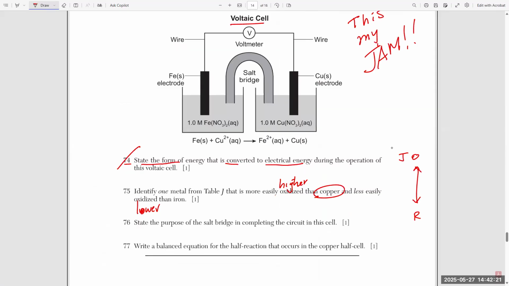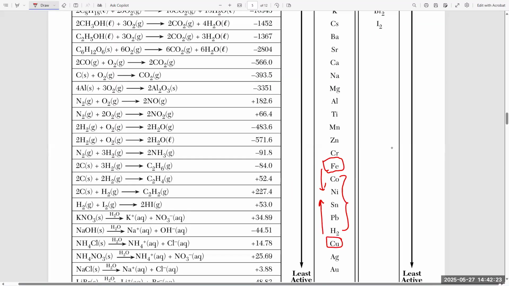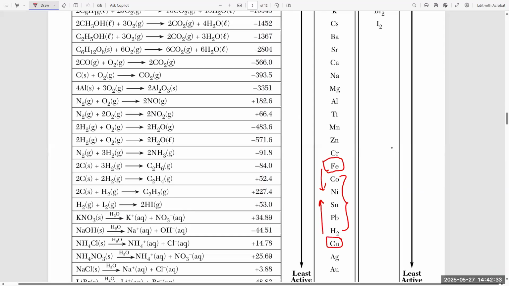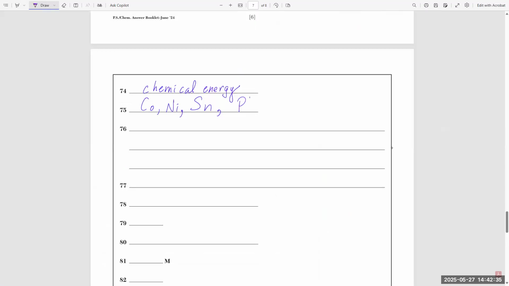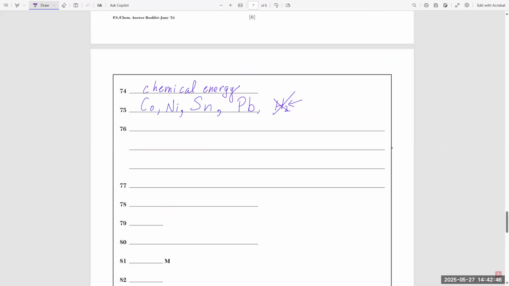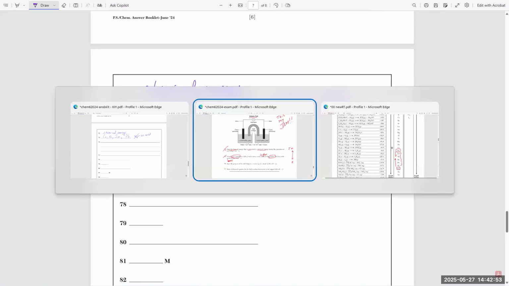Right? So you can write any one. So cobalt, nickel, tin, what else? Lead. Now, some of you wrote this, but that's wrong. Why? Because what did the problem say? One metal, right? That's not a metal. So your answer could be any one of these four. Okay, you don't have to write all of them.